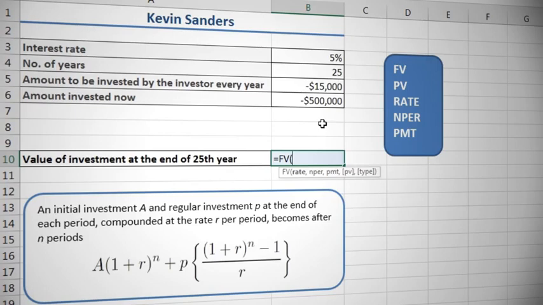First of all, the rate. Now again, this must be the rate per payment period. So in this case, we're paying annually. So we're looking at an annual interest rate of 5%. Then type a comma. The next thing it wants is the number of repayment periods, and that is our 25. It then wants to know how much we're going to invest annually, which is our payment amount. So that's our $15,000, which we put a minus in front of.